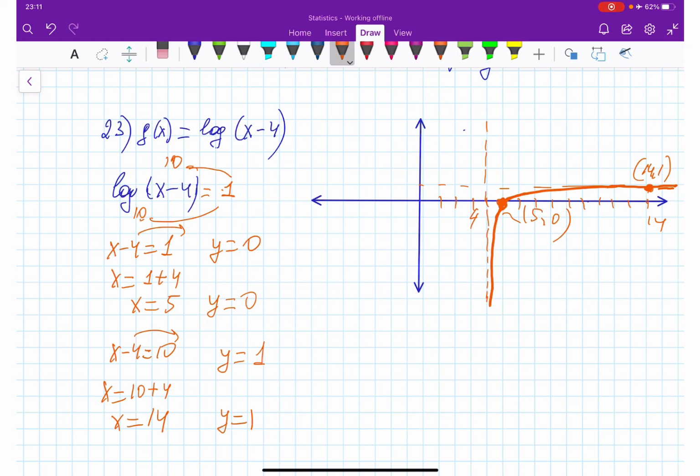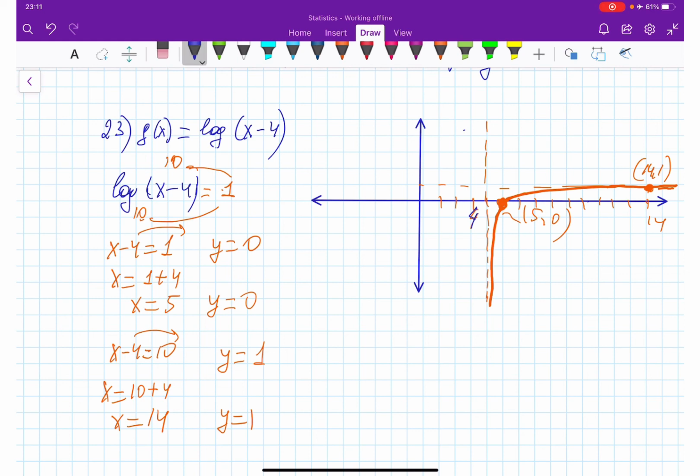Because we have x minus 4. If I put it equal 0, x is equal 4. Therefore, x is equal 4. It's going to be the asymptote. Okay? And this is the graph.